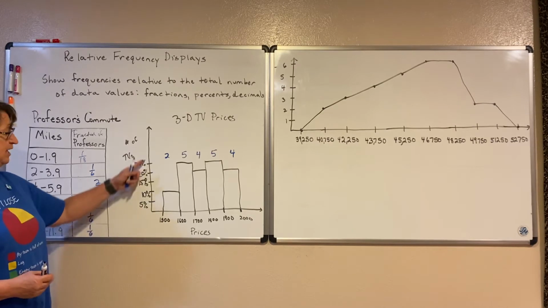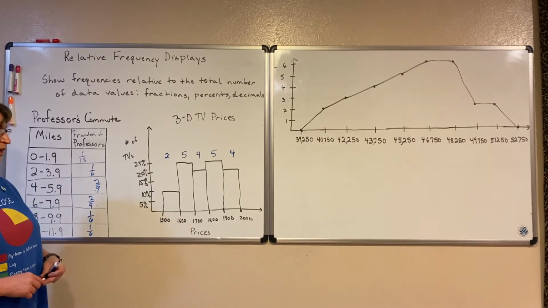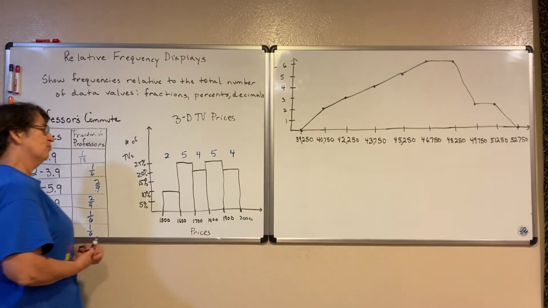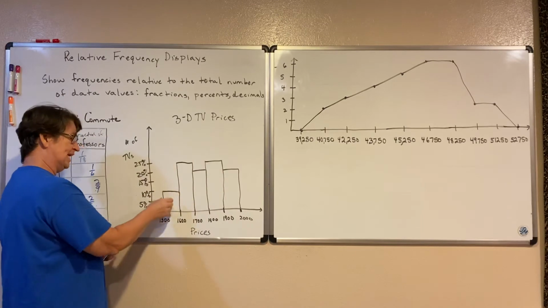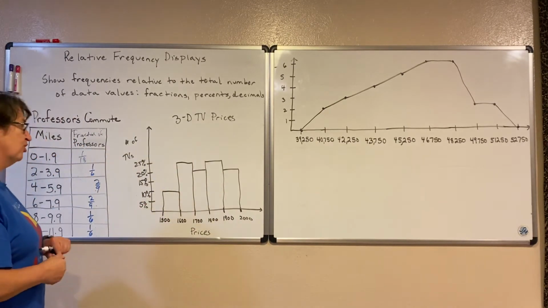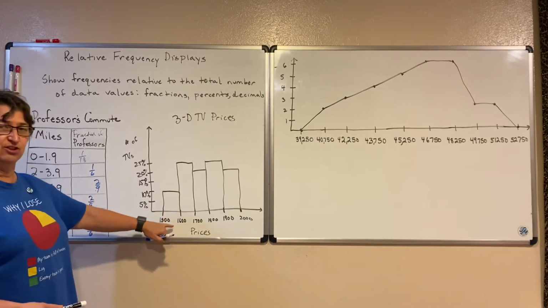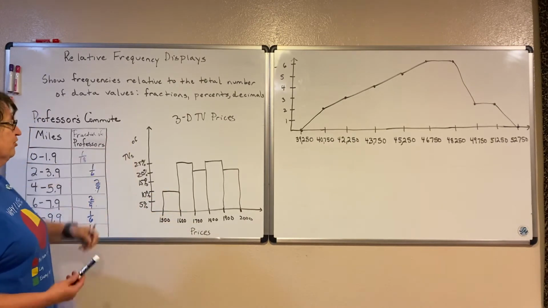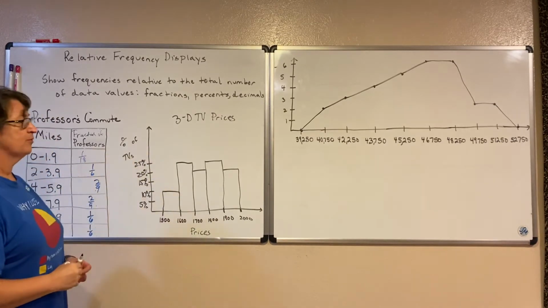I just took my frequencies and divided by the total number that there were. Now, I don't know for sure how many TVs, but I do know that however many TVs there were, 10% of them fell in this range. This is no longer the number of TVs, it's now the percent of TVs.